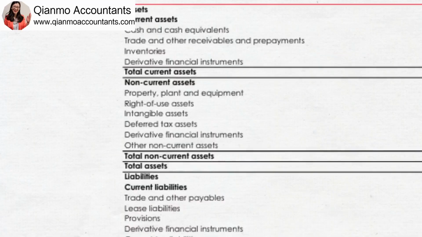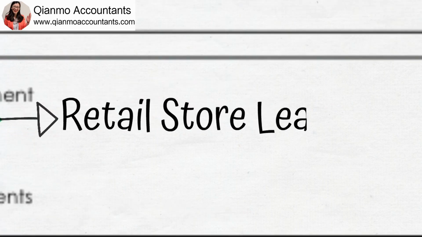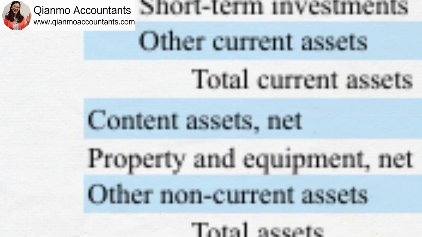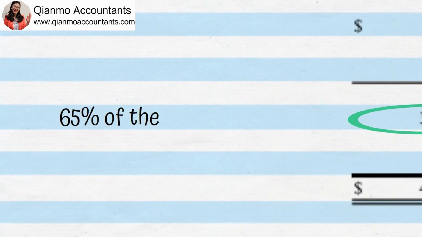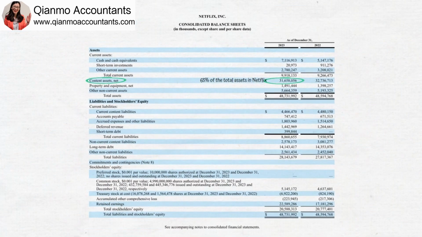Looking at the balance sheet, the largest asset in Meijer is the right-of-use assets, which is the retail store leases. This accounts for 45% of the total assets. The largest asset in Netflix is the content assets, $31 billion, which is 65% of the total assets in Netflix. Both businesses are listed and have been quite successful. Now let's look at the valuation.